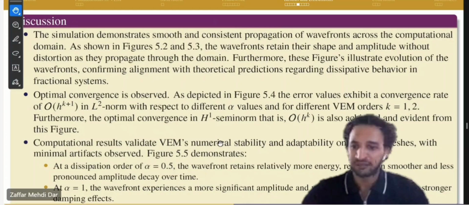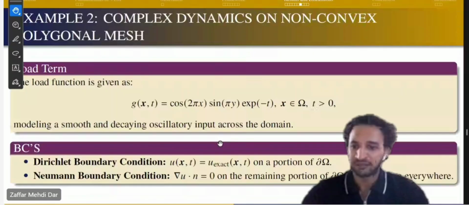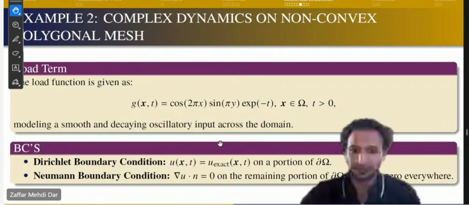For example 2, we have again chosen the load term to be an exponential decay term, and we are going to go with non-convex polygonal meshes in order to have this study. Here we have the load term as exponential decay, we have the Dirichlet boundary conditions, we have the Neumann boundary conditions corresponding to this, and the initial values as well that can be computed from the exact solution.